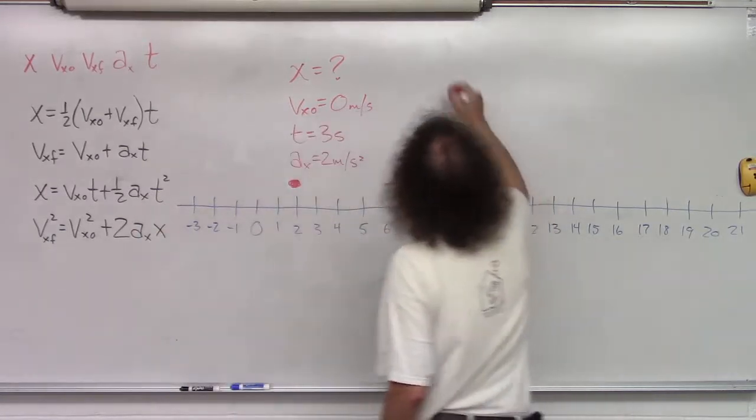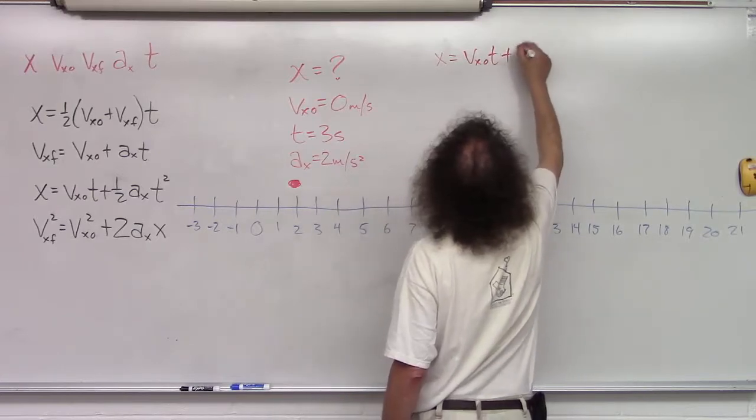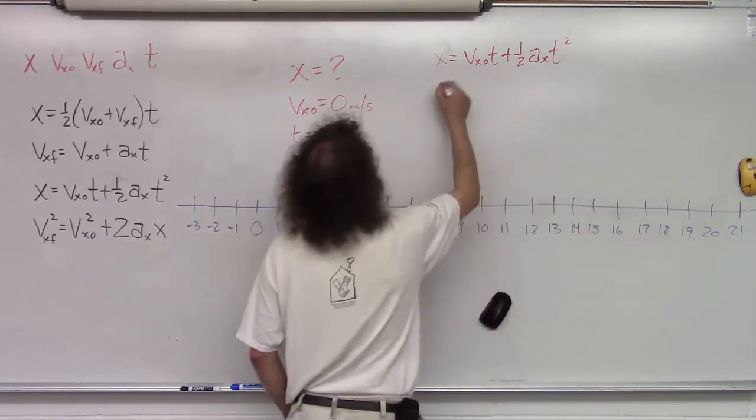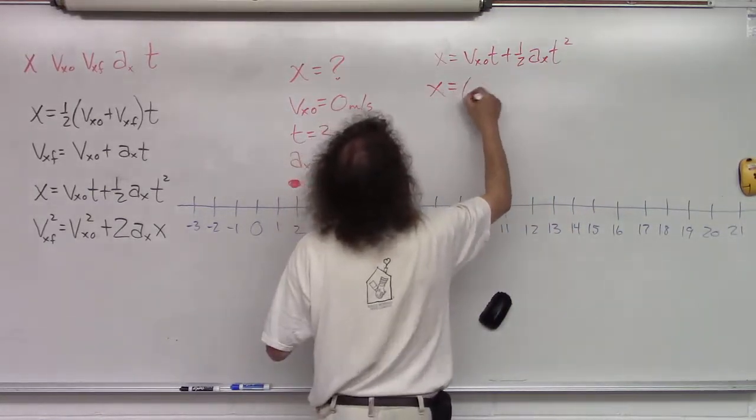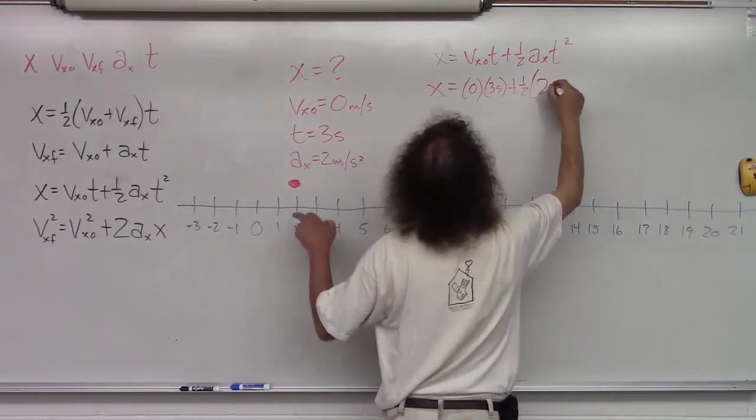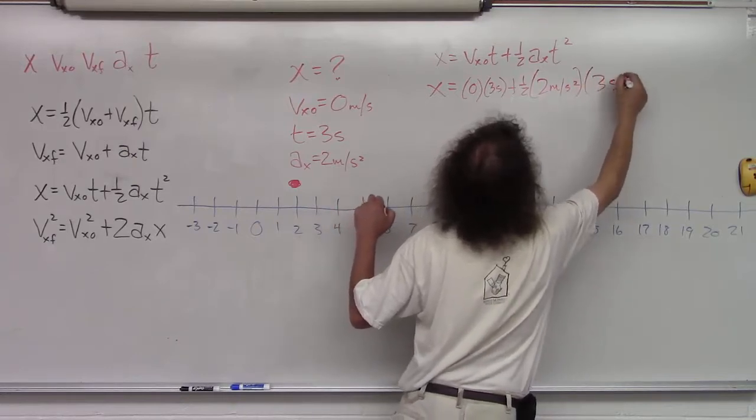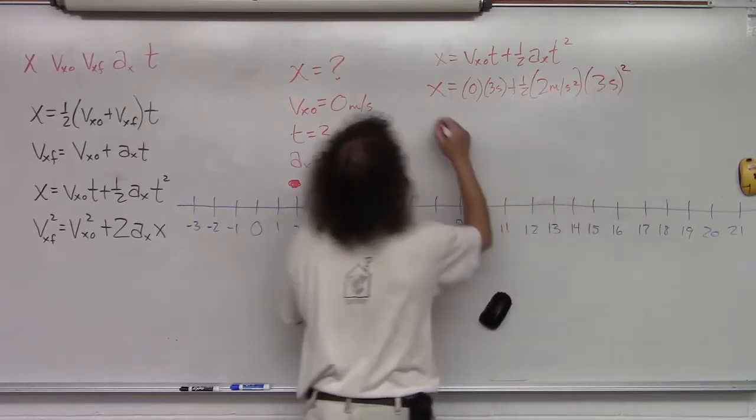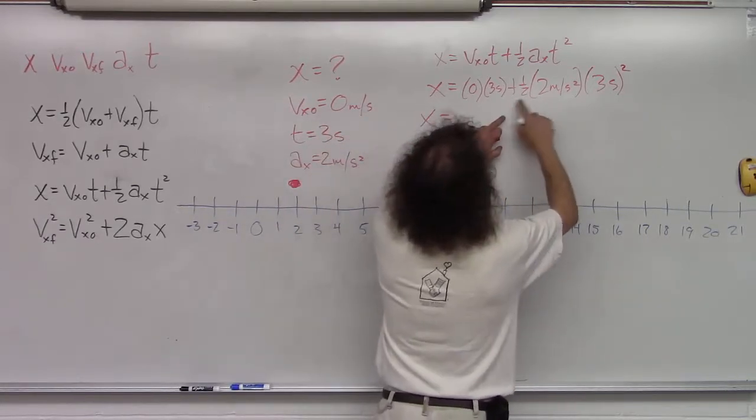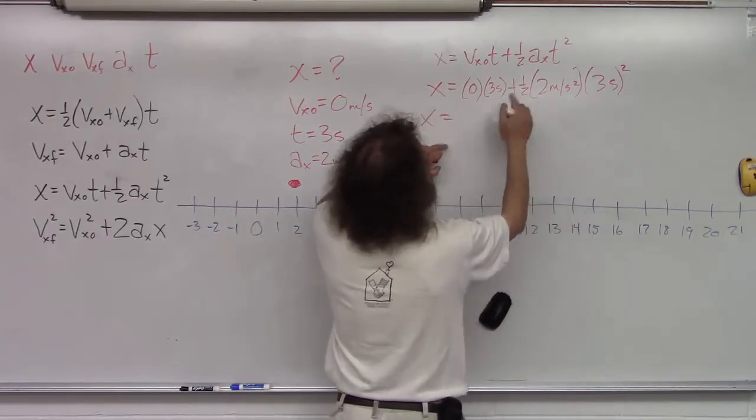So let me just rewrite this. So we want to know that one. This is 0 times 3 seconds, plus 1/2 times 2 meters per second squared, times 3 seconds squared. So this is 0. This is, let's see, 3 squared is 9, times 2 is 18, times 1/2 is 9.